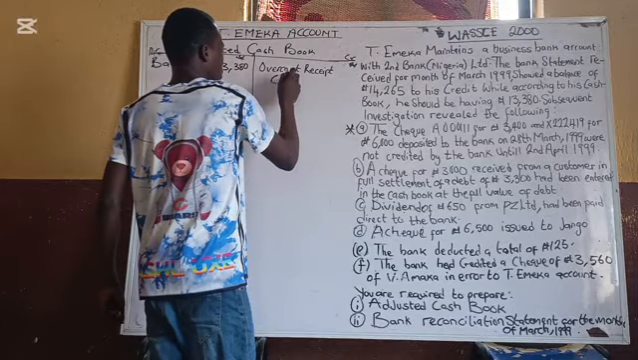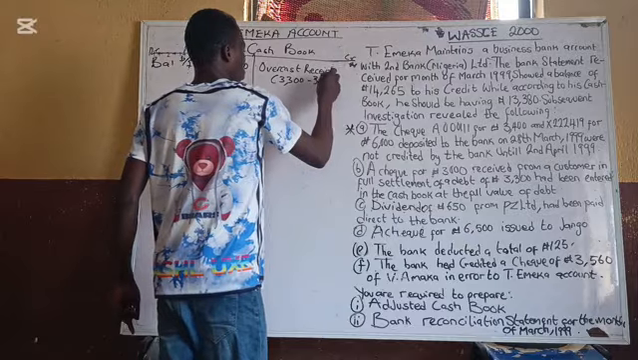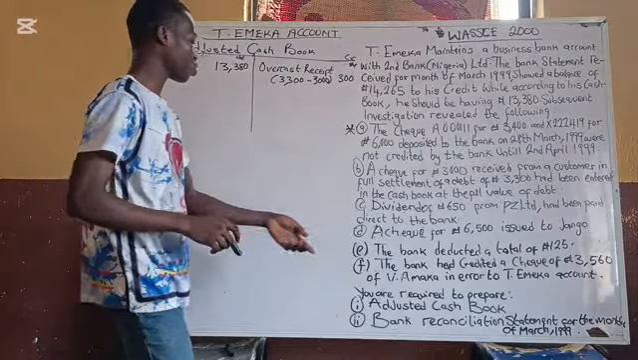That is 3,300 minus 3,000. So you have 300. You get it now? Now let's move to the next one.